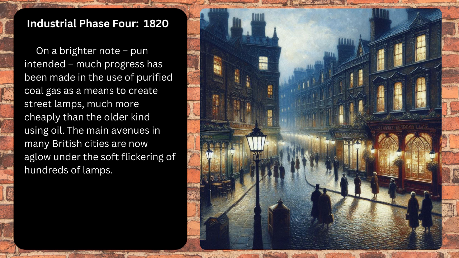On a brighter note, pun intended, much progress has been made in the use of purified coal gas as a means to create street lamps, much more cheaply than the older kind using oil. The main avenues in many British cities are now aglow under the soft flickering of hundreds of lamps.